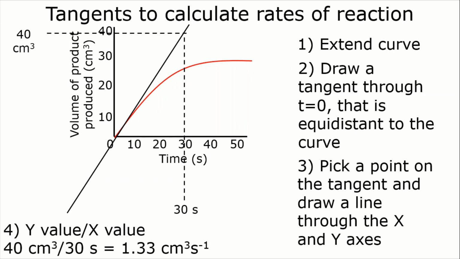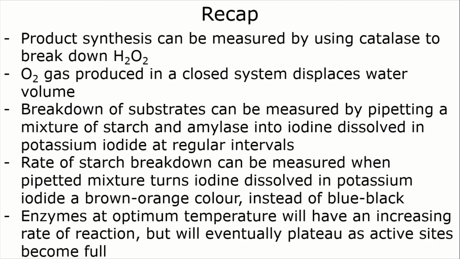So let's recap what we've just covered. We know that product synthesis can be measured using catalase to break down hydrogen peroxide, H2O2. Oxygen gas produced in a closed system will displace the water volume. We've also learnt that the breakdown of substrates can be measured by pipetting a mixture of starch and amylase into iodine dissolved in potassium iodide at regular intervals, and the rate of starch breakdown can be measured when the pipetted mixture turns the iodine dissolved in potassium iodide a brown-orange colour instead of the blue-black.